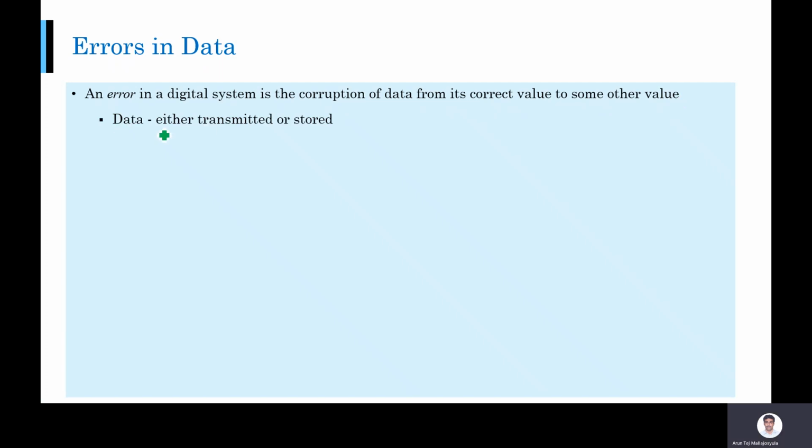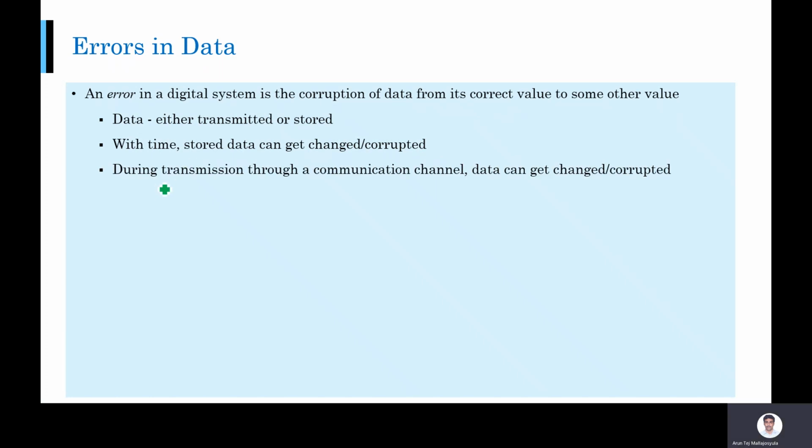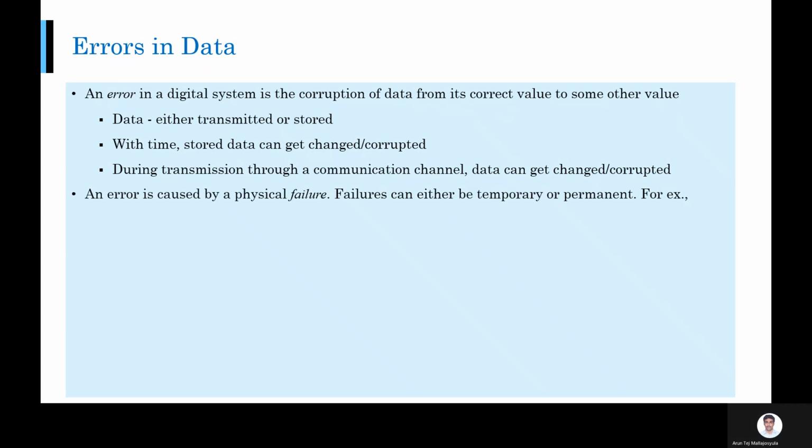Now, in general, we know that data is either transmitted or stored, right? So with time, the stored data can get changed or corrupted. That means there can be errors occurring in the stored data also with time. And also during transmission through a communication channel, there can be errors. You transmit something and you receive something else due to errors in the communication channel.